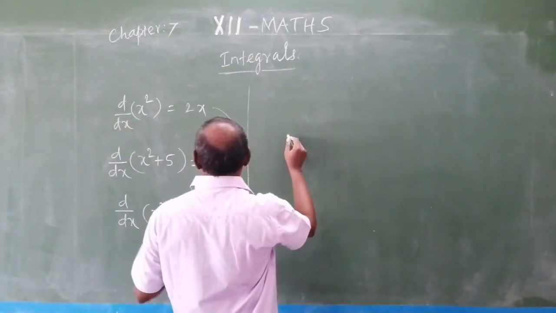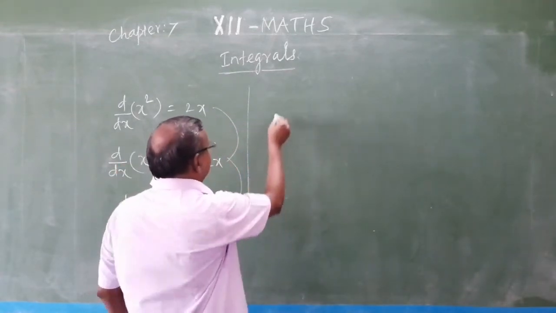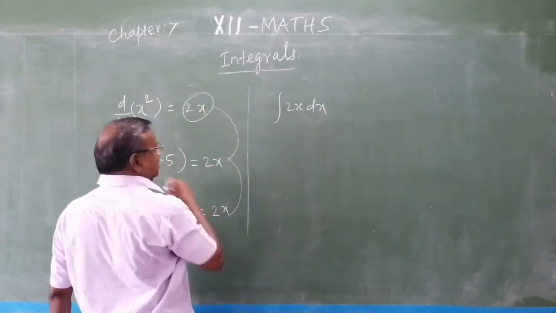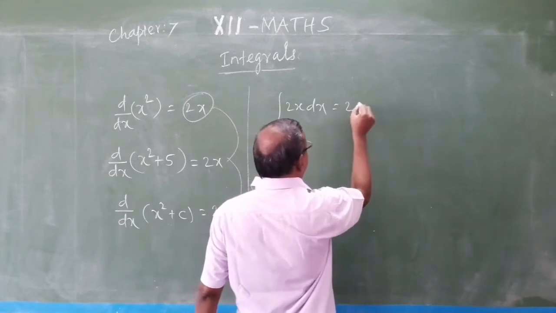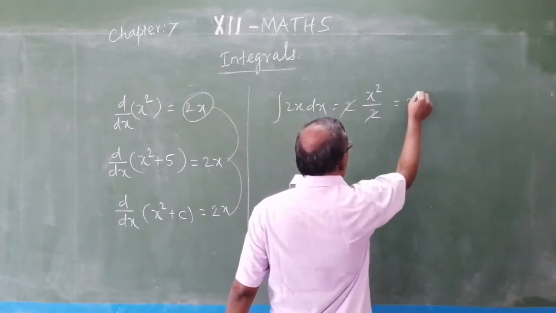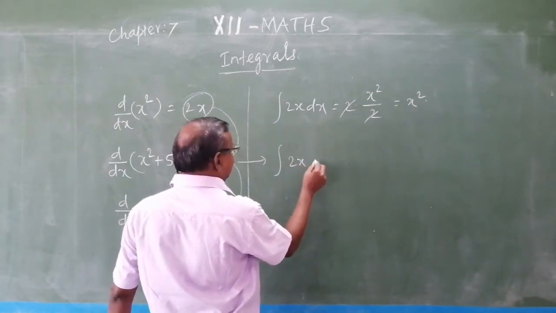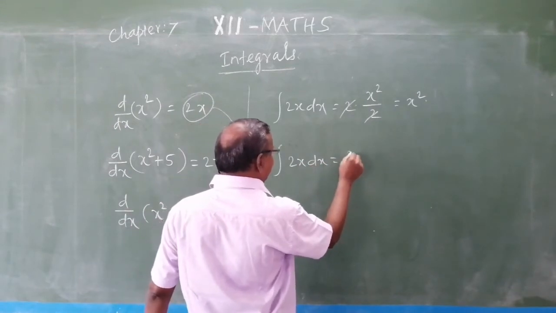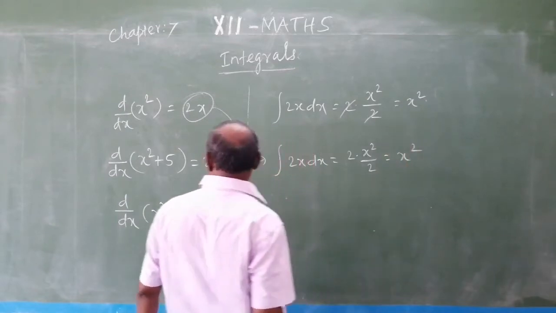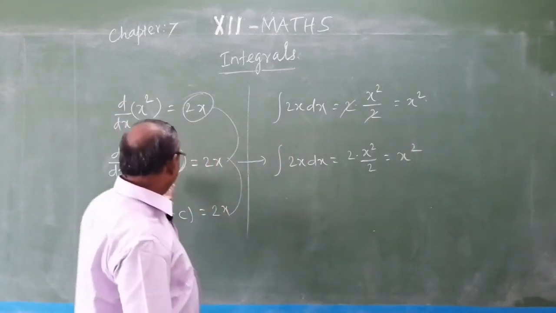So, when we integrate in the reverse process, that is the integral of 2x into dx, here f of x equal to 2x. In the antiderivative it is 2 into x square by 2, which equals x square. But in the second case, again we are integrating 2x only. So, in the same way 2 into x square by 2 equals x square only. But where does the constant go? So, this is the constant of integration.